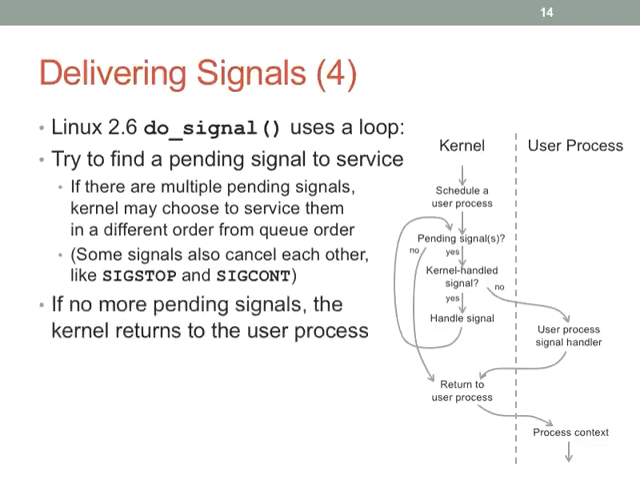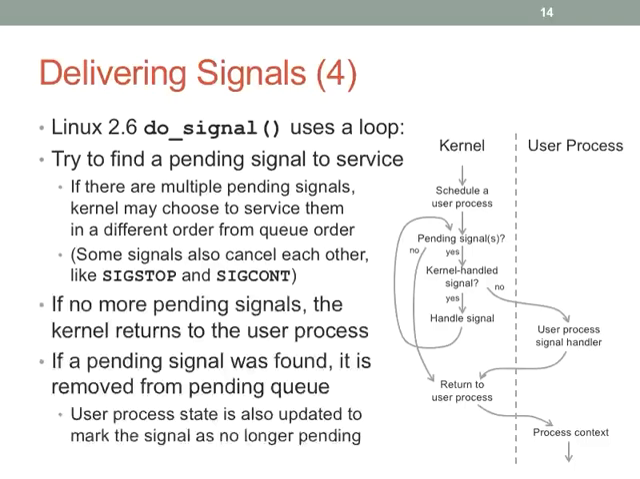You'll have various other things that can happen as well. If there's no more pending signals, then the kernel returns to user process. And of course, if a pending signal is found, it's removed from the pending queue. This is kind of important, you'll notice the signal is removed from the pending queue right at the beginning of this mechanism. That becomes important later on, so I just want to make sure that I point that out.